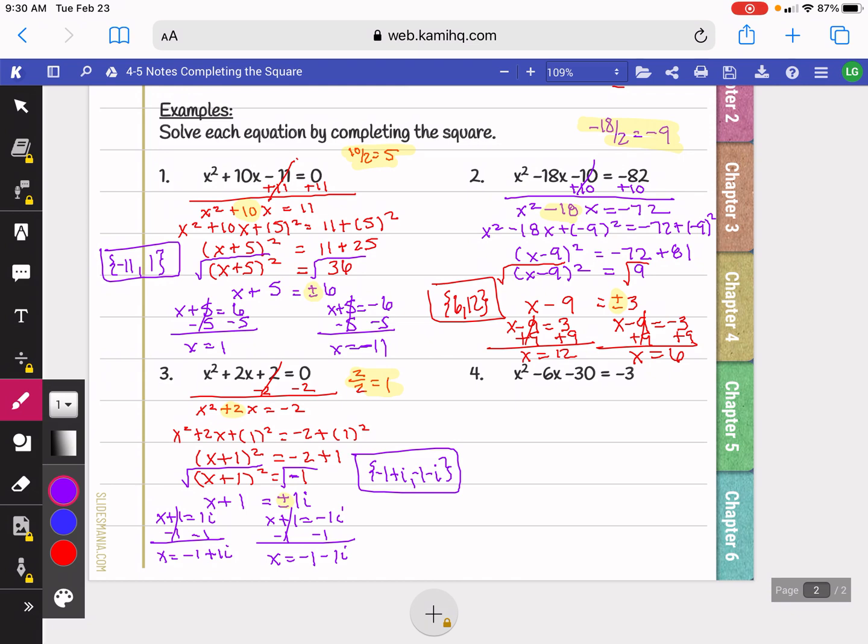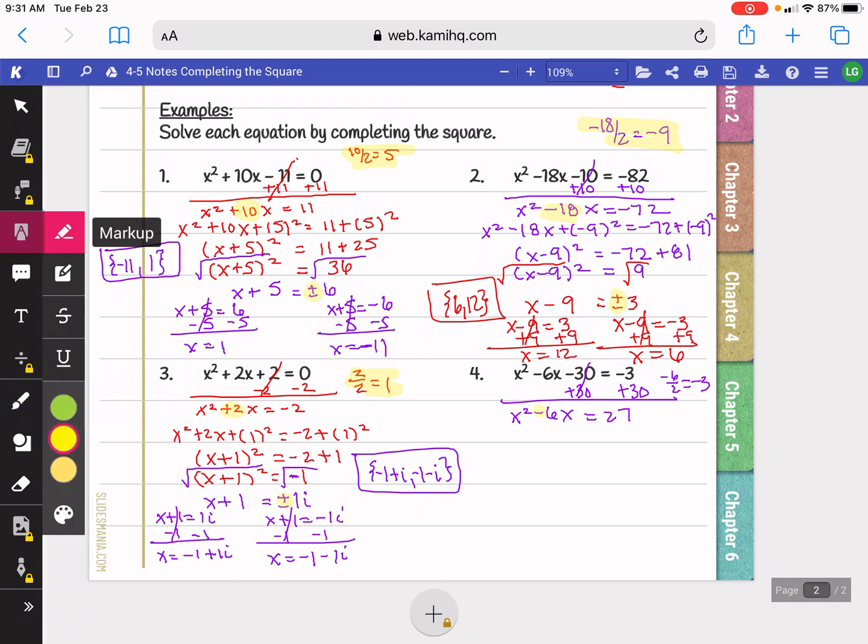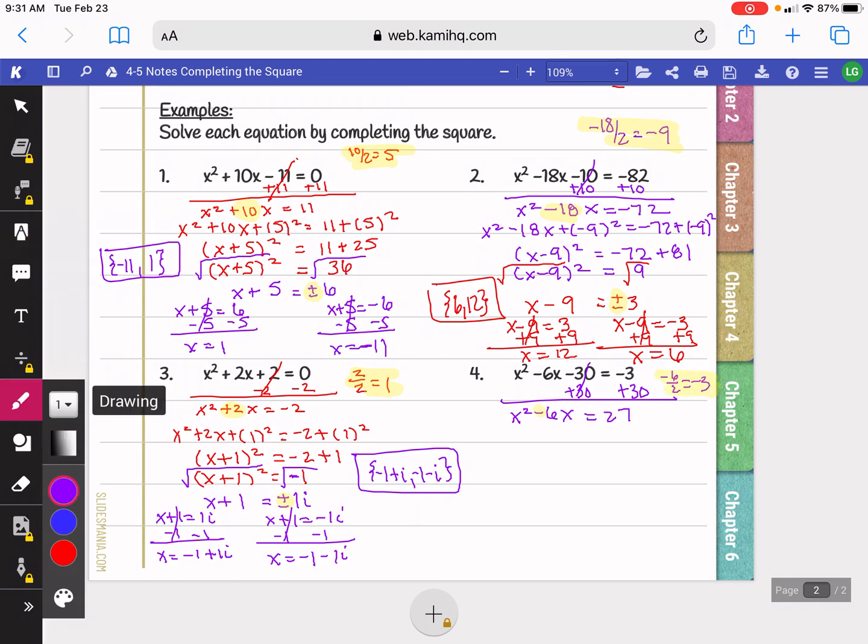I'm going to do one more example just for the sake of repeating the steps. So in this next example, we're going to take our constant, negative 30, and add it to both sides. So I have x squared minus 6x equals 27. From there, I'm going to look at my b, which is negative 6. I'm going to divide it by 2. That gives me a negative 3. So I'm going to complete the square now by adding negative 3 squared to both sides.